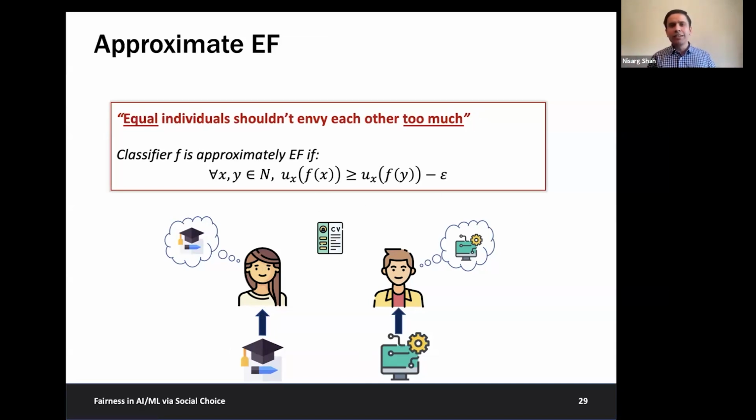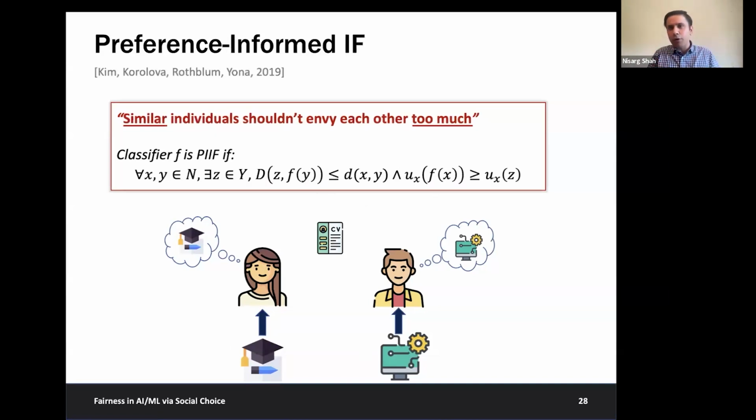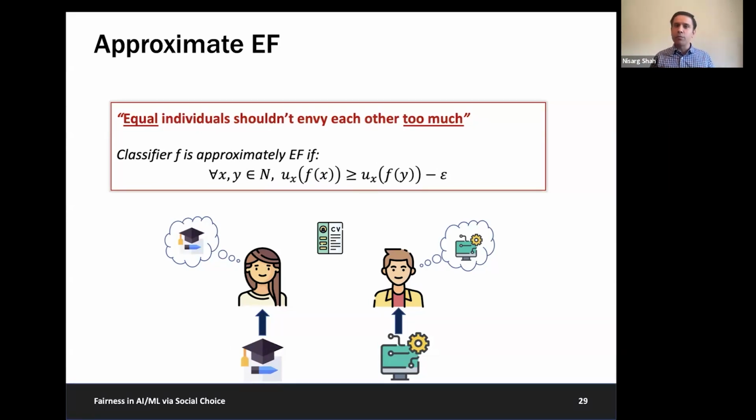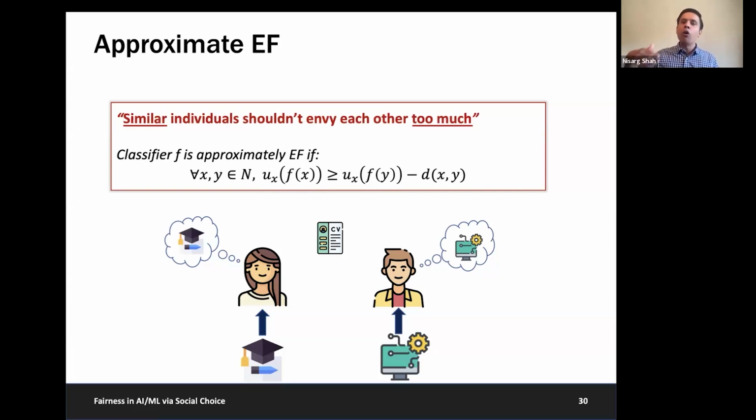You can also define a variety of ways of, in some sense, this is an approximate version of NV-freeness. You can also define approximate NV-freeness a bit more directly by, for example, just looking at the NV that agent X has for agent Y's classification outcome, and then limiting that to some epsilon, or limiting that to the distance between the two individuals according to some metric.